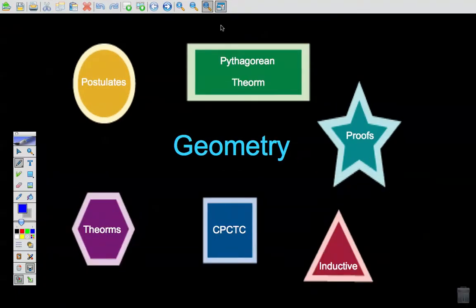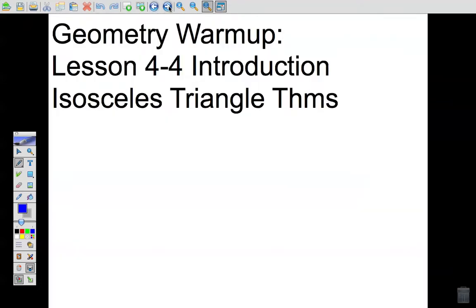Right, in geometry, we're moving on to section 4.4 out of the chapter that we've been in, and this is an introduction to it. In your notes, label your notes lesson 4.4, and the topic is called isosceles triangle theorems.